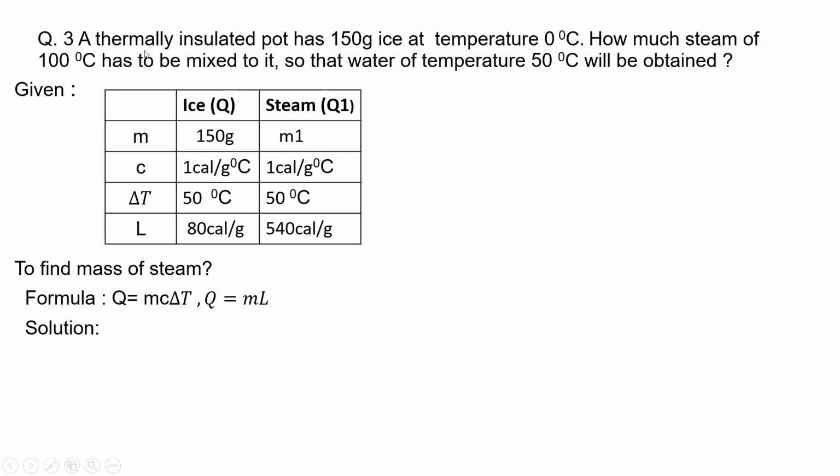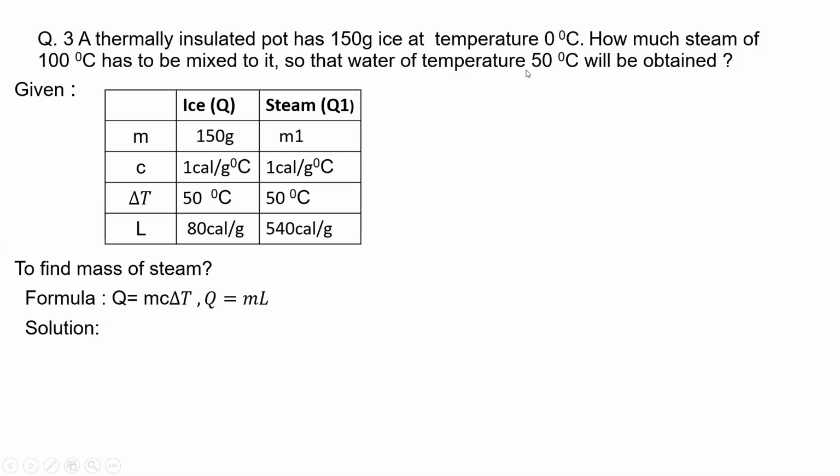That means thermally insulated pot, there is no exchange of heat with the surroundings. And the pot contains 150 gram ice. We know the temperature of ice is 0 degrees Celsius. On passing steam over ice, steam temperature is 100 degrees Celsius. Ice is 0 degrees Celsius.